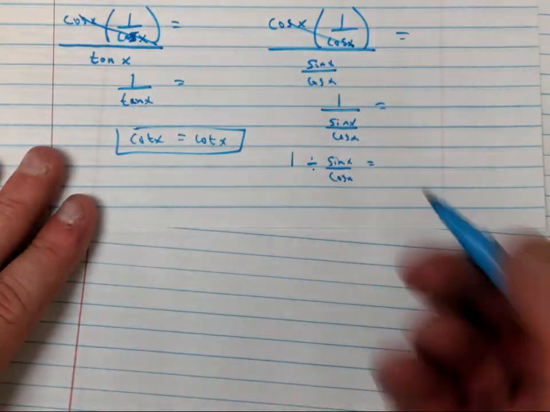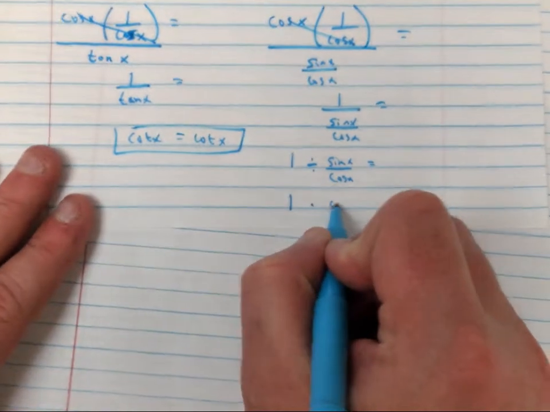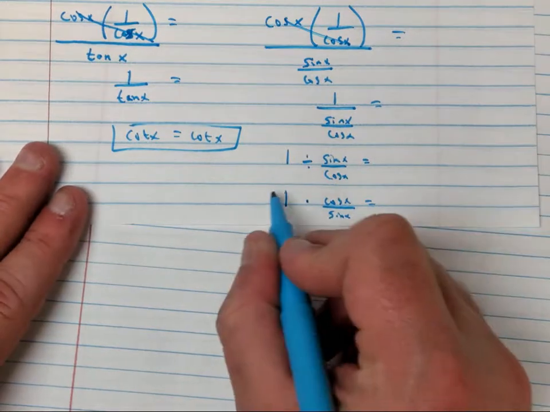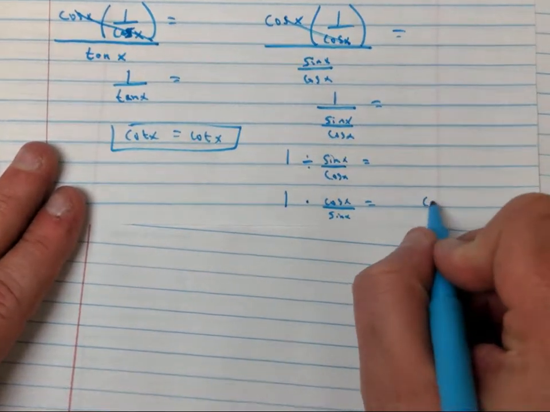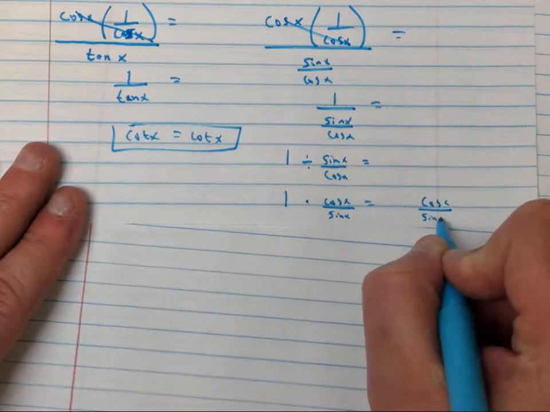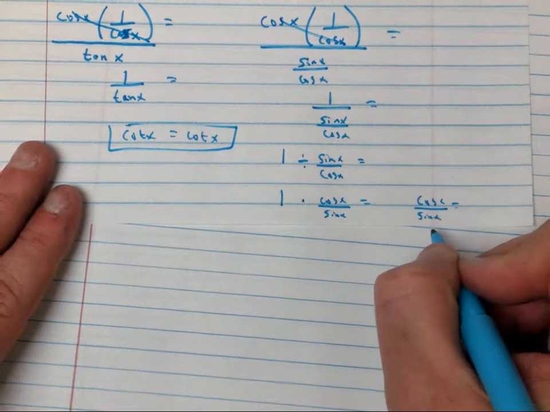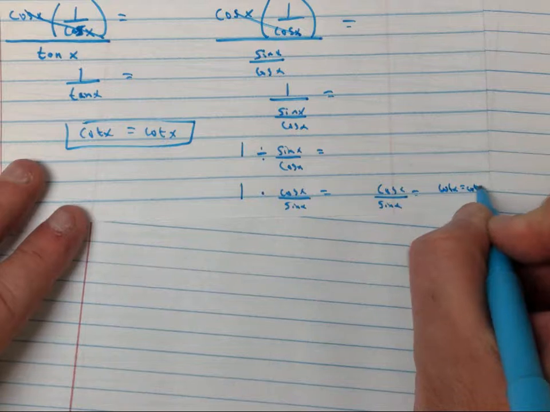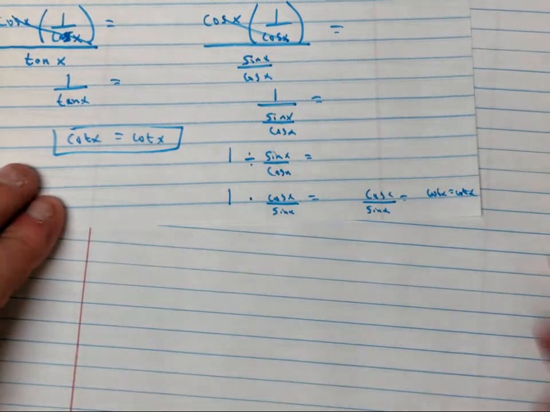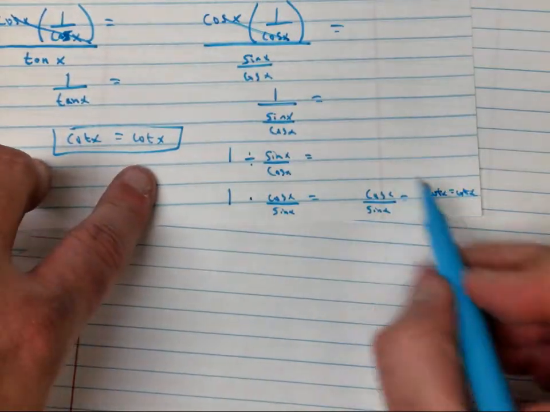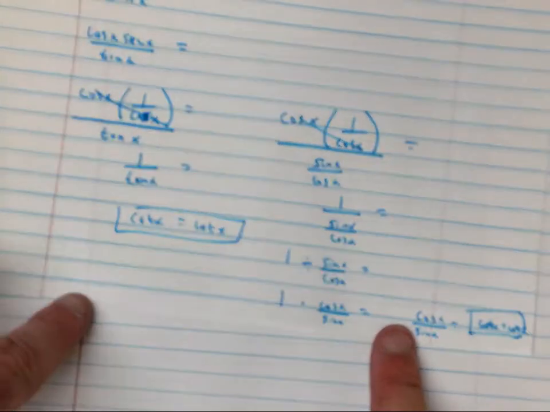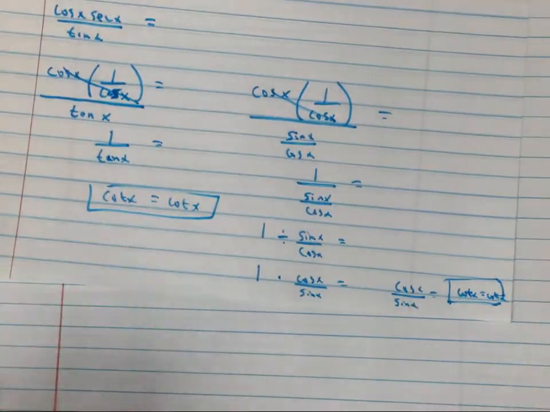Remember, when I divide, I multiply by the reciprocal. Well, 1 times this is cosine x over sine x. Isn't cosine over sine x cotangent? So you just proved that way that cotangent x is equal to cotangent x. I would have taken either pathway. You could have done this, or you could have gone this route. Either way is correct.